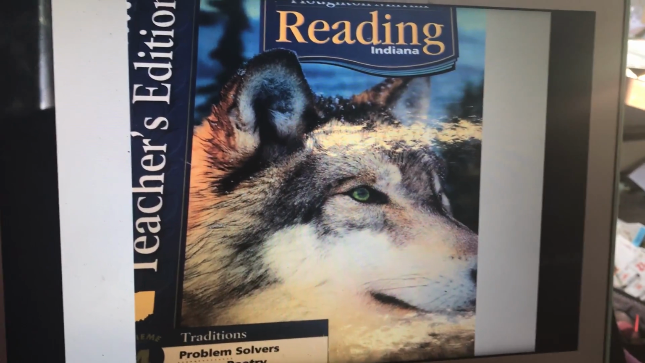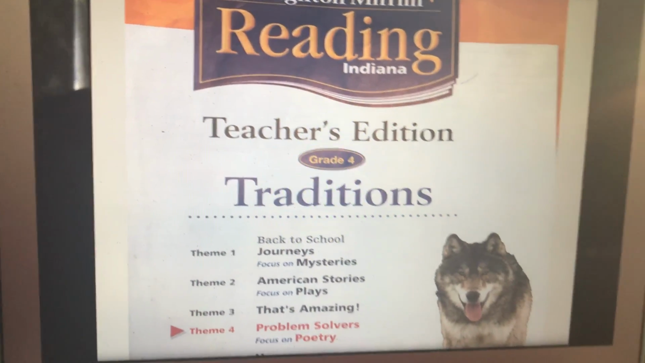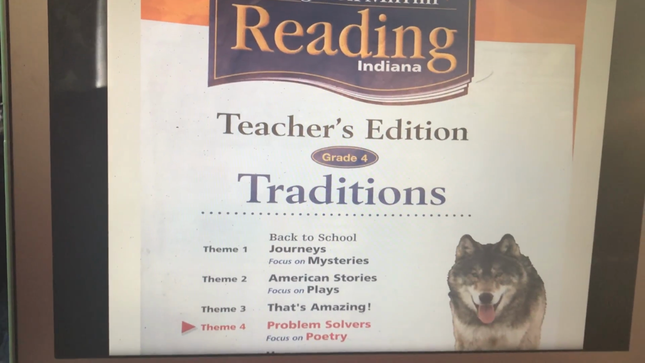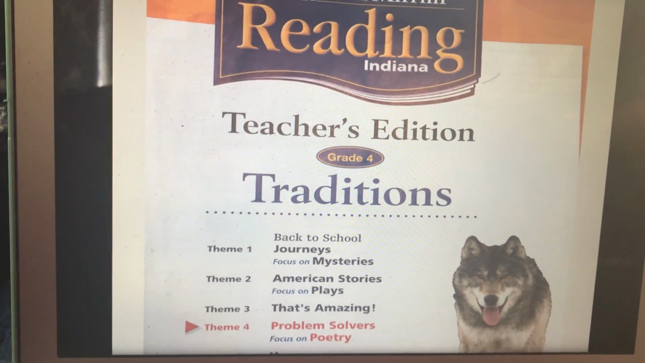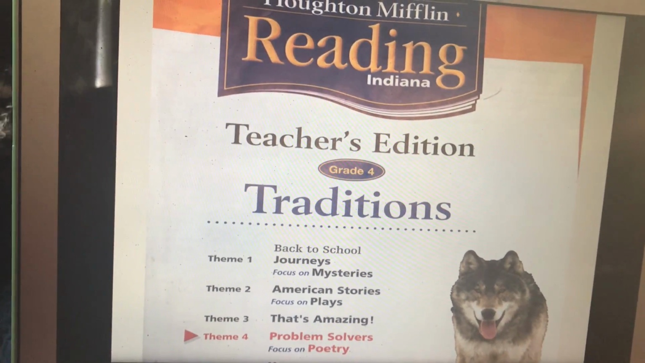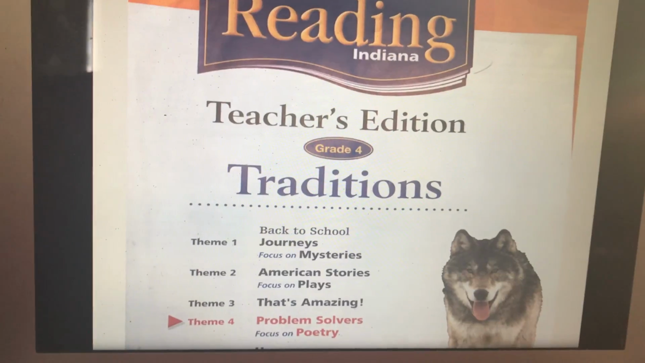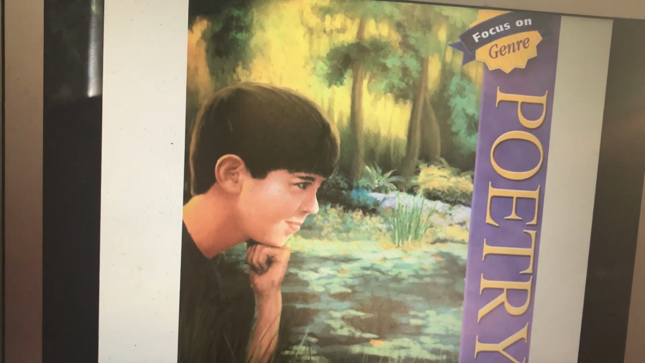My next book will be the Indiana Core Reader Guide. The theme for this one is 4, and its focus would be on problem solvers and poetry. And this teacher's edition is designed to teach 4th grade. This would be what the poetry section would look like.